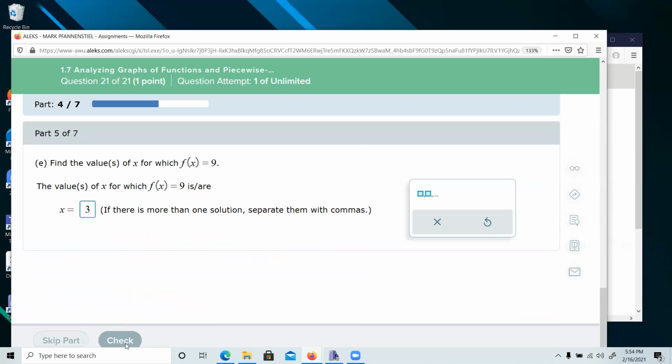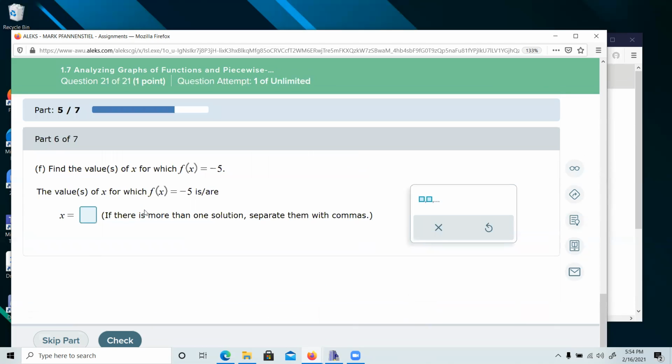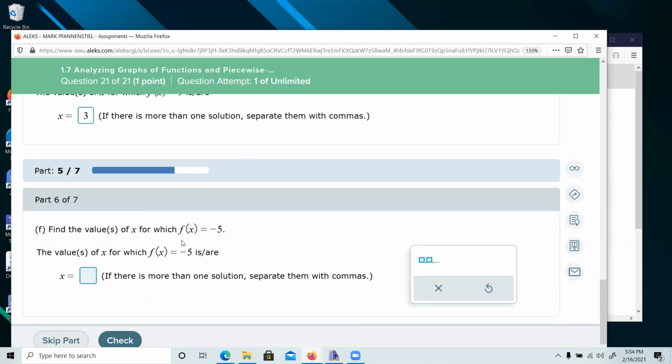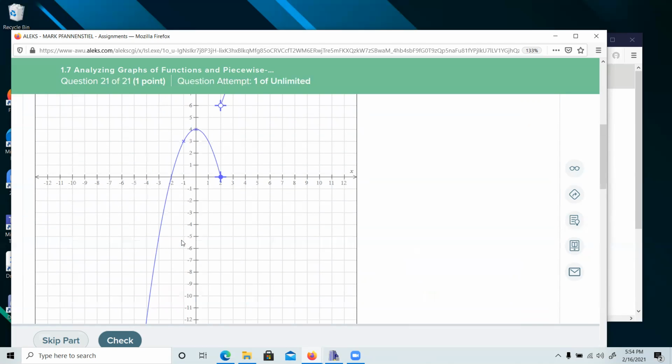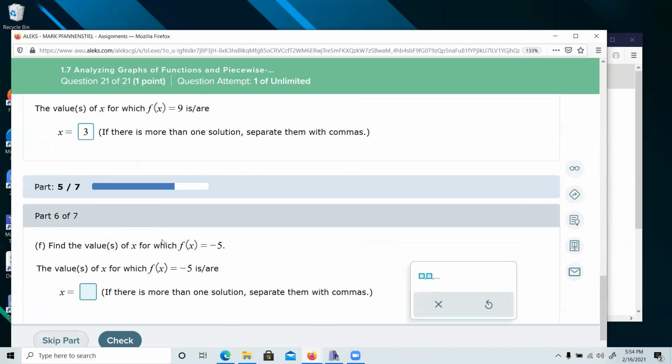All right. Okay, so let's see here. Find the values of x for which f of x equals -5. So we're down here. My f of x down here, it looks like it's going to be x equals -3.